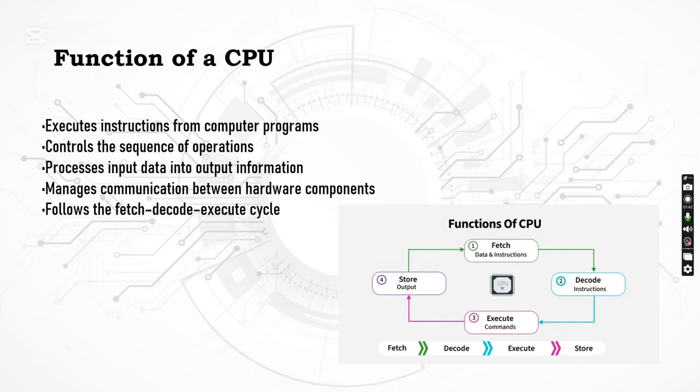Function of a CPU. It executes instructions from computer programs, controls the sequence of operations, processes input data into output information, manages communication between hardware components, and follows the fetch, decode, execute cycle.